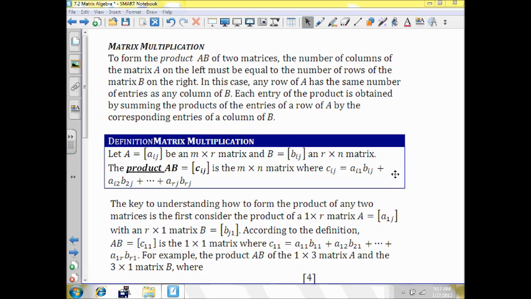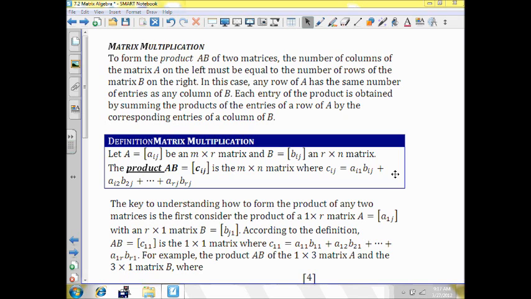Each entry of the product is obtained by summing the products of the entries of a row of A by the corresponding entries of a column of B. You'll see this when we get into actually multiplying these. So we have our algebraic definition here.